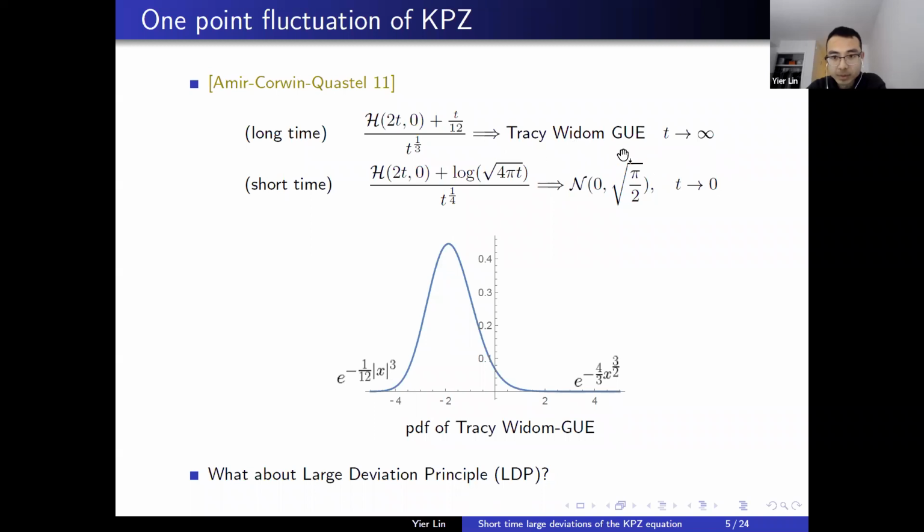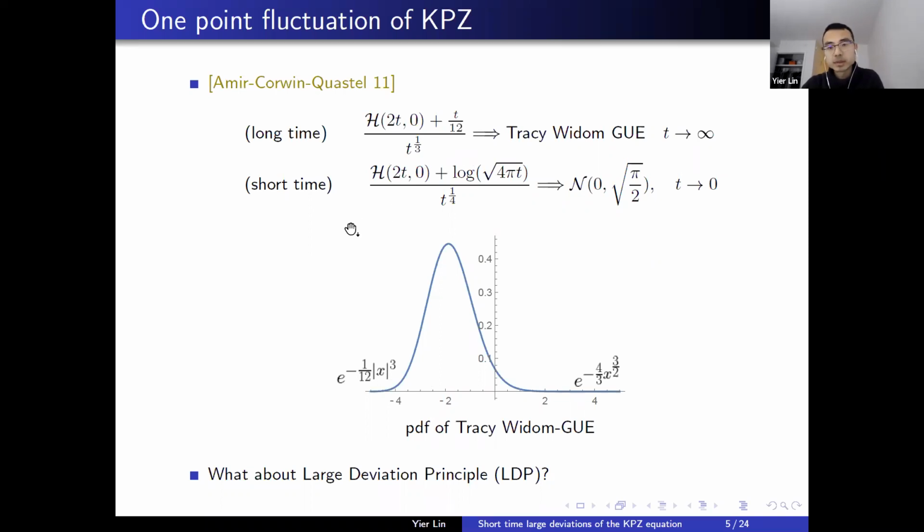If you're not familiar with that, it's a distribution that originally comes from random matrix theory, where GOE represents the Gaussian orthogonal ensemble. So maybe the only thing to know about this Tracy-Widom GOE is that it has a PDF that looks like this, with the left tail decaying super exponentially with tail exponent 1/12 x cubed. Okay. So this is the fluctuation limit for the long time behavior of the KPZ equation.